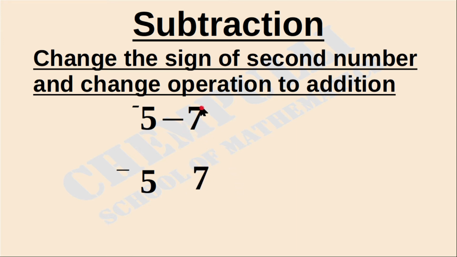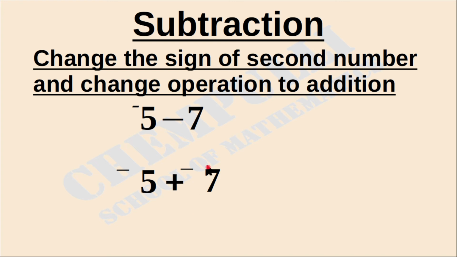What is the sign here? Only 7 means a positive 7. We have to change the sign of that 7, then it becomes negative 7. Clear? Now we changed the sign of 7 to negative, because 7 means a positive 7. Then next part, change the operation into addition.